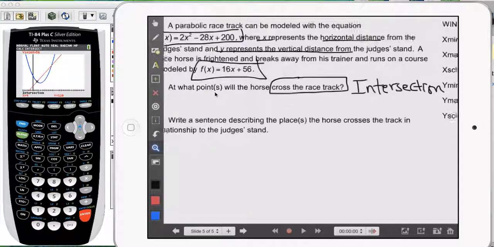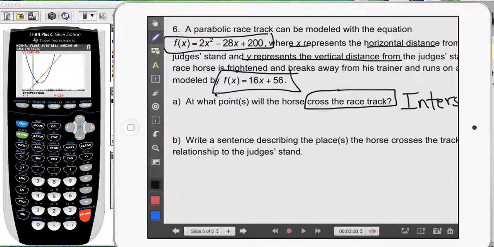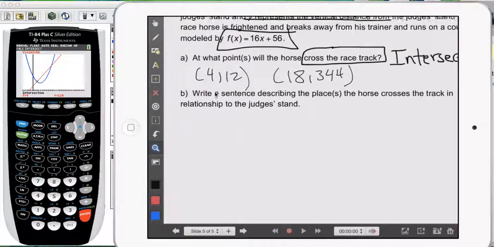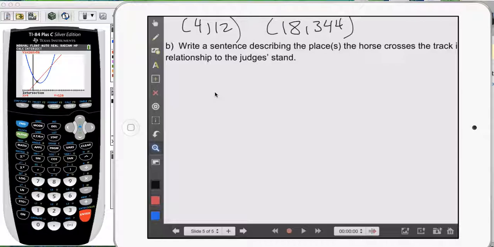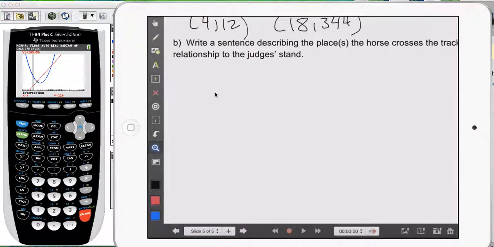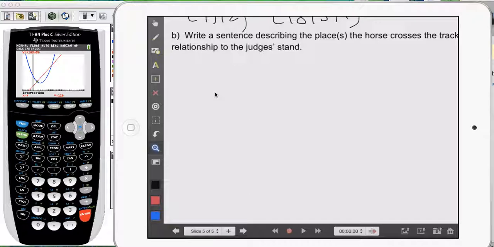So at what points? Let's write them down. The first point was 4, 120, and the second point was 18, 344. And since this is a word problem, I don't want you to just give me numbers. I want you to know what you're doing, like to actually know what these numbers stand for. And they want you to write a sentence describing the places the horse crosses the track in relationship to the judge's stand. So if you want to describe the first one, you can say that he's 4 feet horizontally and 120 feet vertically when he first crosses the track.